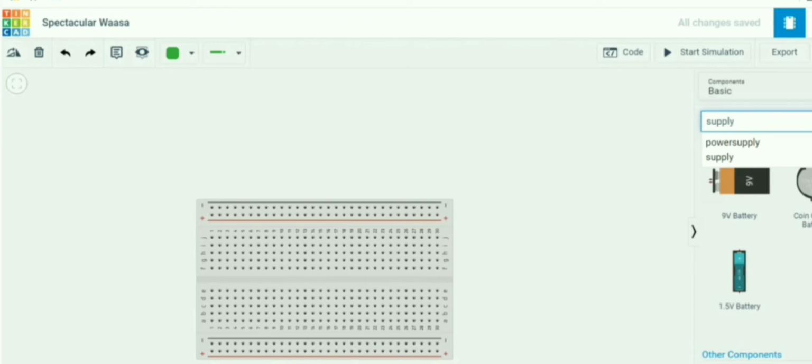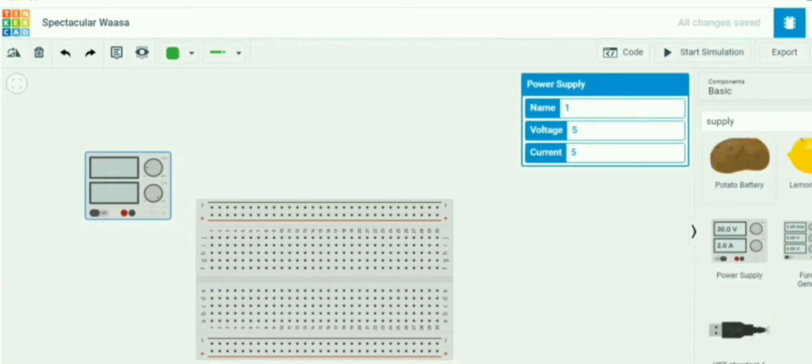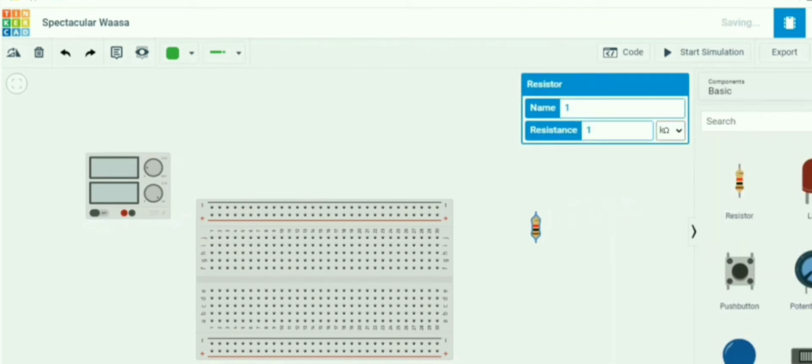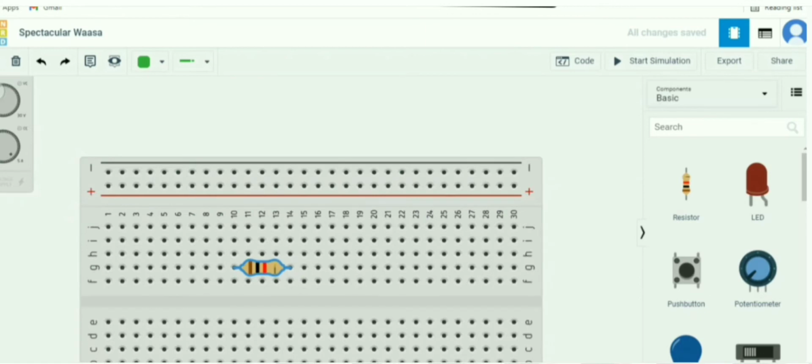Take the power supply, which is a DC power supply. Here we change the power supply voltage and take the voltage across the diode and the current. Take a resistor of 1 kilo ohm, rotate it and place it on the breadboard. See this, it is connected.